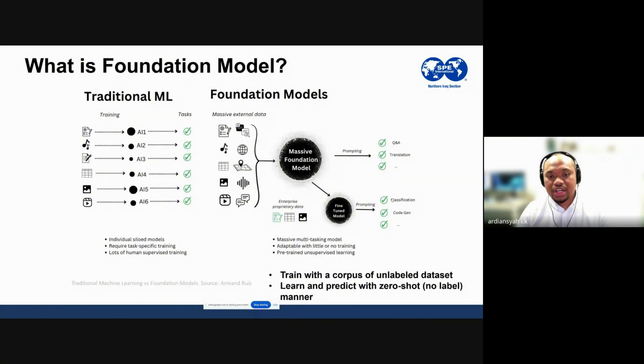So you just need to train it once with a huge corpus of data with no label. And then once the model is able to learn from this data, you can do different predictions directly, also without any label. This is what we call zero shot, right? So it can learn and predict with no label. So how can we use this?